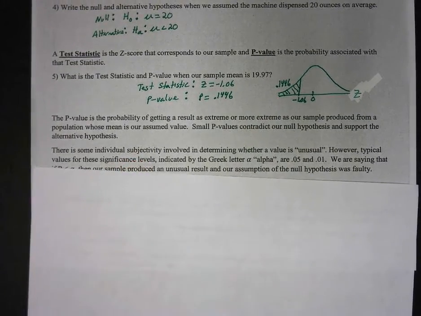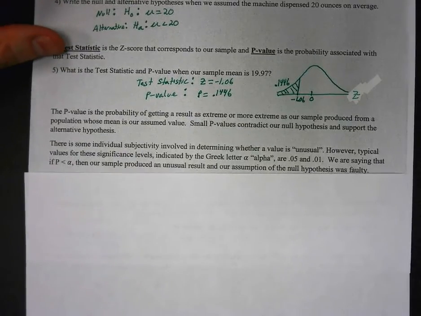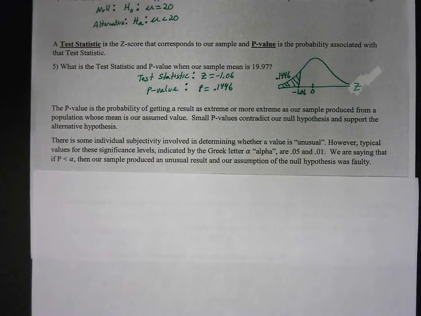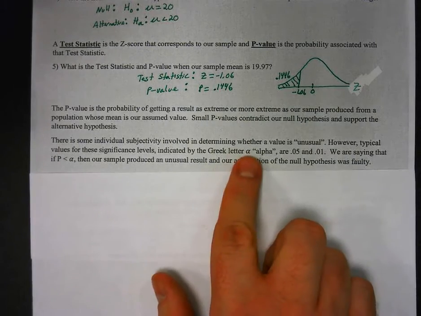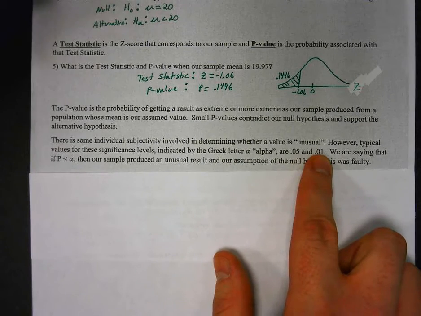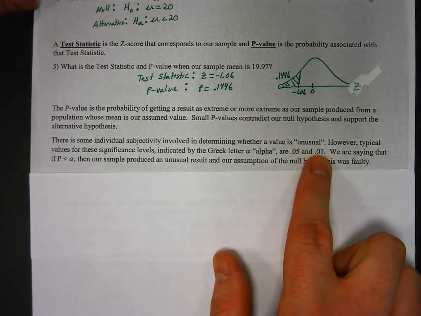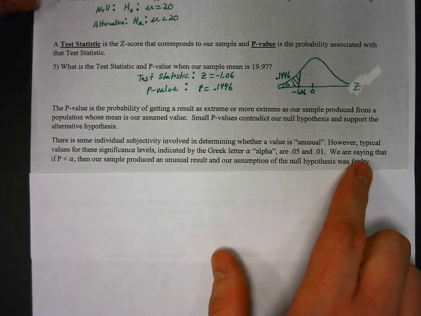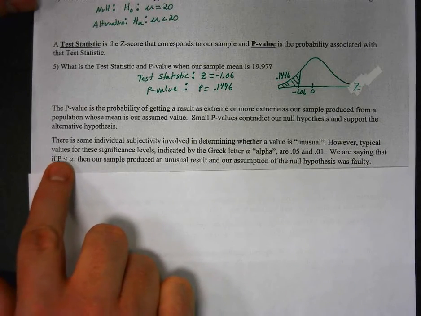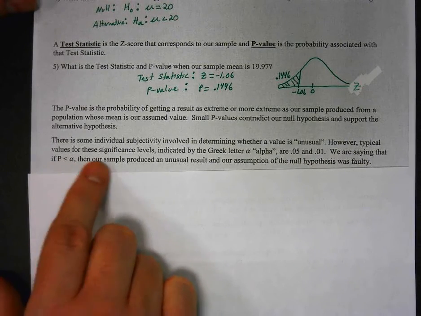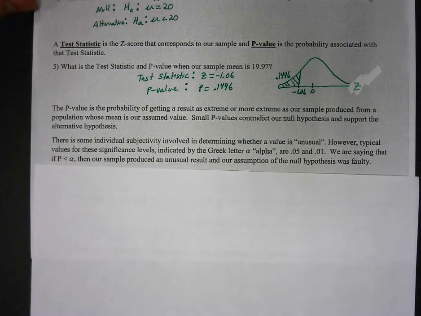Now, there is some individual subjectivity involved in determining whether a value is unusual or not. However, typical values for these significance levels, indicated by the Greek letter alpha, so this symbol here is alpha, are 0.05 and 0.01. 0.10 is also fairly common. We are saying that if the p-value is less than alpha, then our sample produced an unusual result, and our assumption of the null hypothesis was faulty.